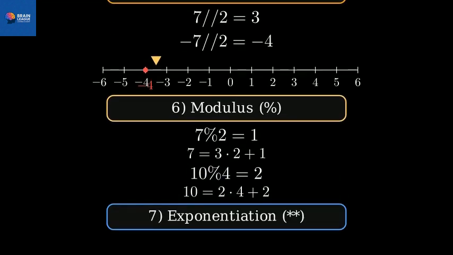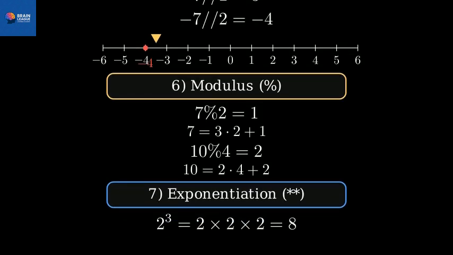Exponentiation. The double star raises a number to a power. 2 star star 3 means 2 to the third power, which is 2 times 2 times 2 equals 8. 9 star star 0.5 is 9 to the 1/2, the square root of 9, which is 3.